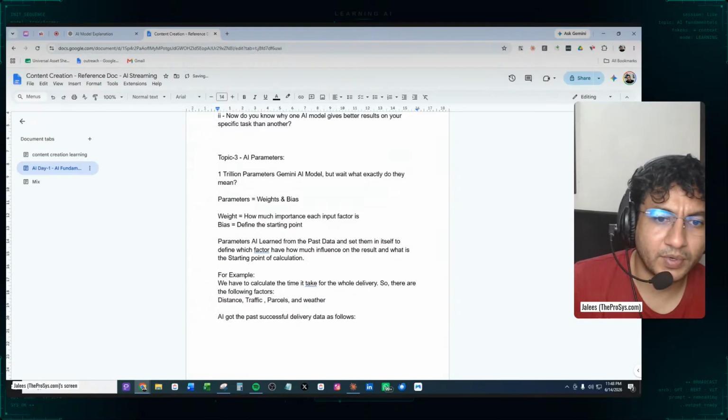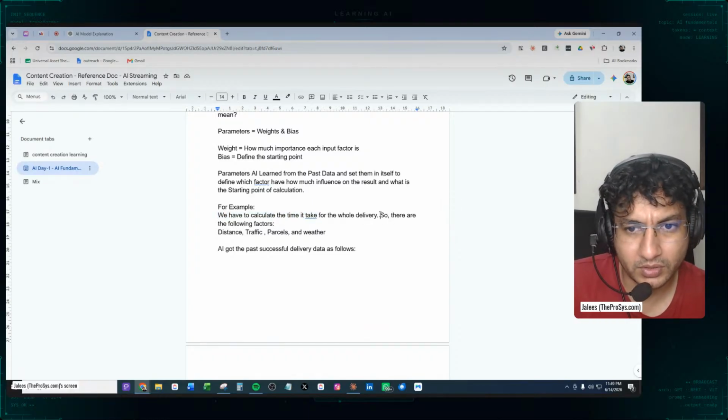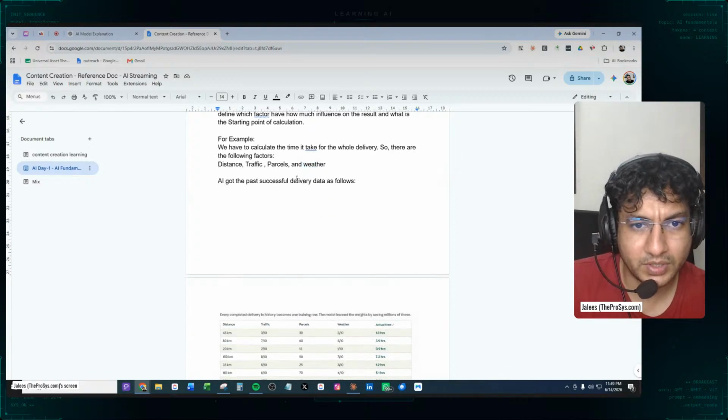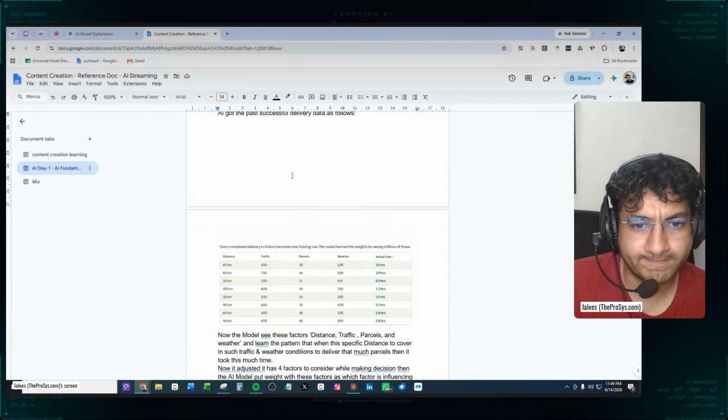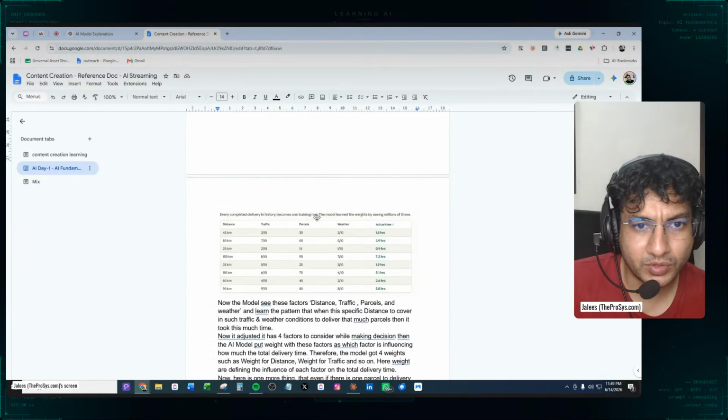Wait, for example, I think so this is enough। We have to calculate the time. For example, if we give this thing, so there are the following things: partial weather and all of these things. Okay, so AI got the past successful delivery data as follows.